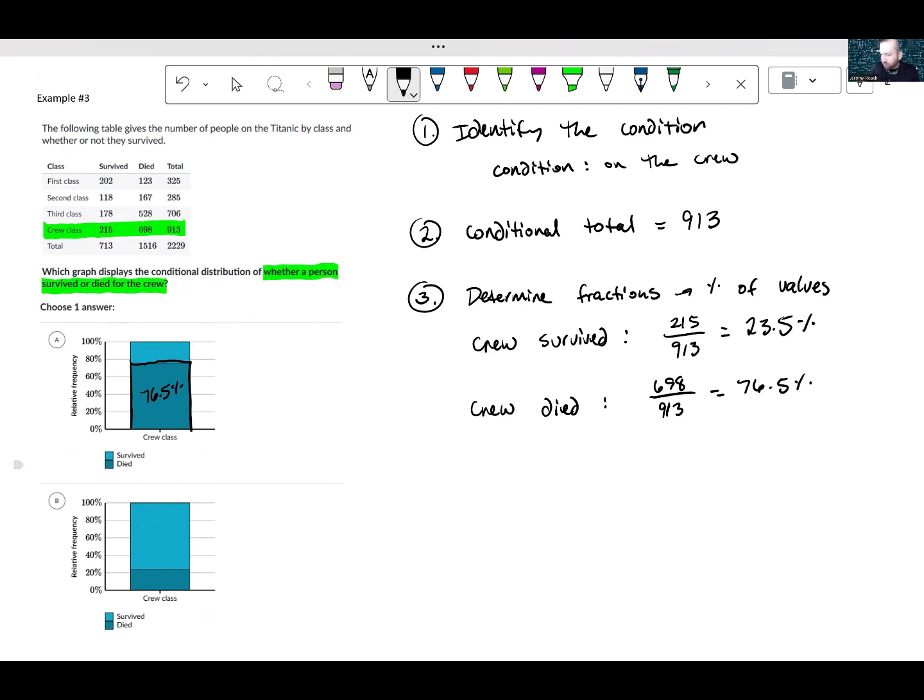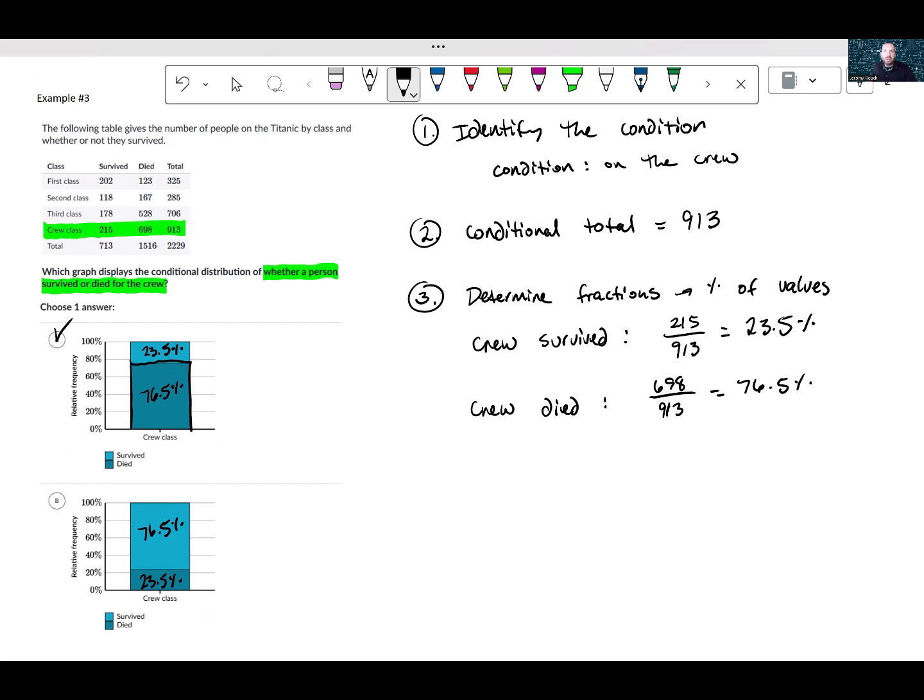And then 23.5 would be this smaller one. Now, if we look at the other one, it looks like we have the people who died. This is in the 20-ish percent, maybe about 23.5 again, and we'd put our numbers like that. Now we just had to figure out which graph matches. And the crew that survived was the smaller number, and the smaller number of crew survived is on A. Okay. All right.